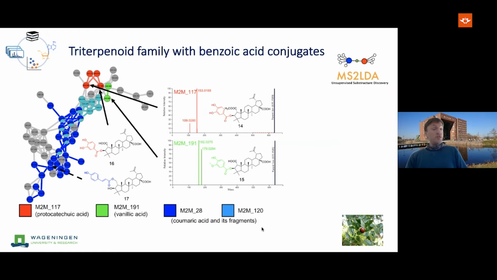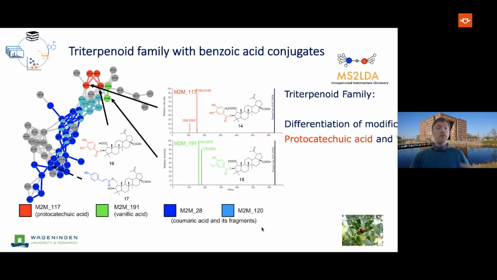And in a similar fashion, we could look at the triterpenoid family. Again, a lot of nodes with a lot of edges, but now we can start to really pinpoint where particular benzoic acid conjugates are occurring based on the color here. So again, it's kind of a breakup in subfamilies.